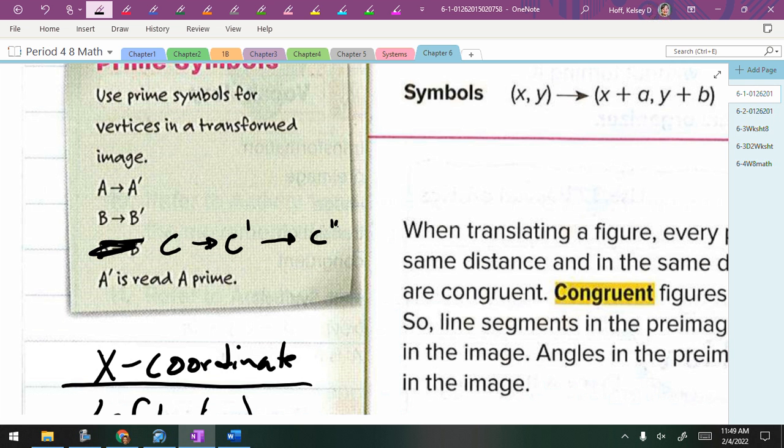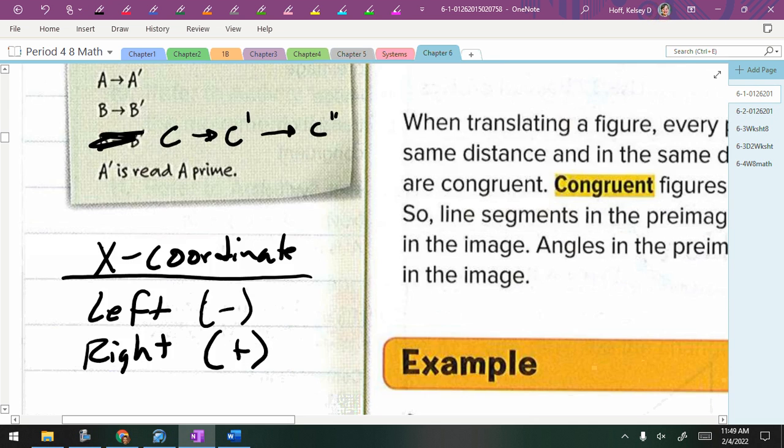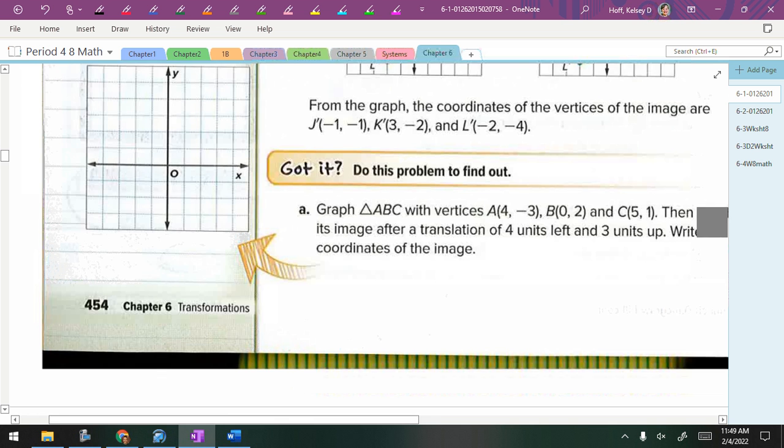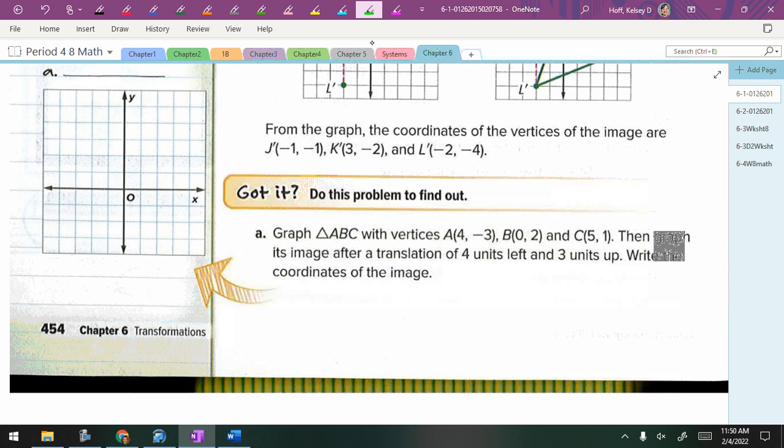All right. Okay, let's check our graphing skills. Go down to the bottom. Got it, A. Graph ABC with these vertices. Then graph the image after a translation 4 left and 3 up. Write the coordinates of the image. First things first, everybody go and graph those points and label them A, B, and C. Go plot those points on the graph on the left and label them A, B, C.